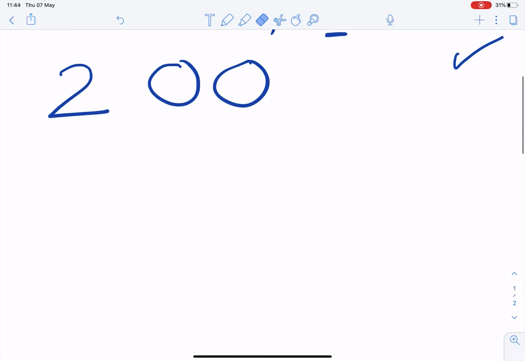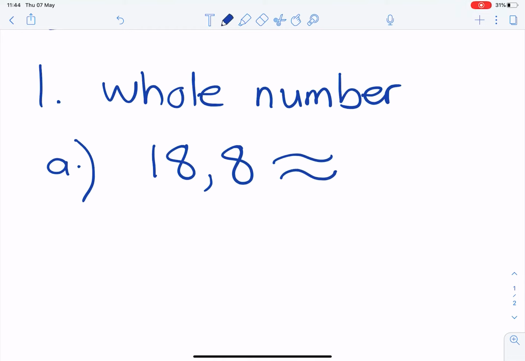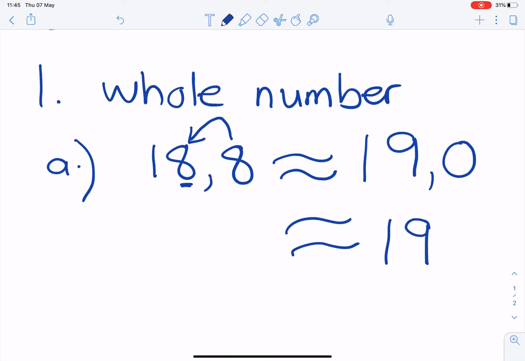Let's have a look at exercise 7.7. Number 1 is asking you to round off to the nearest whole number. So the nearest whole number is the number in the units column. It's the first whole number before the decimal comma. So let's look at 1a, 18,8. And we are rounding it off to the nearest whole number. This is the nearest whole number. So the guy next door is this 8, and he tells that 8 to go up. So your answer is 19,0, or you can just write 19.